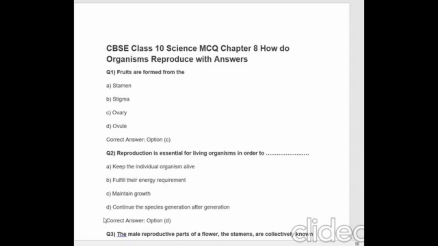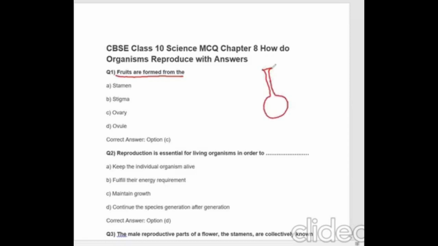Okay, you can see the first question. Fruits are formed by. So fruits are formed after the fertilization, pollination, after the pollen grains enter into the gynoecium. So you can see.